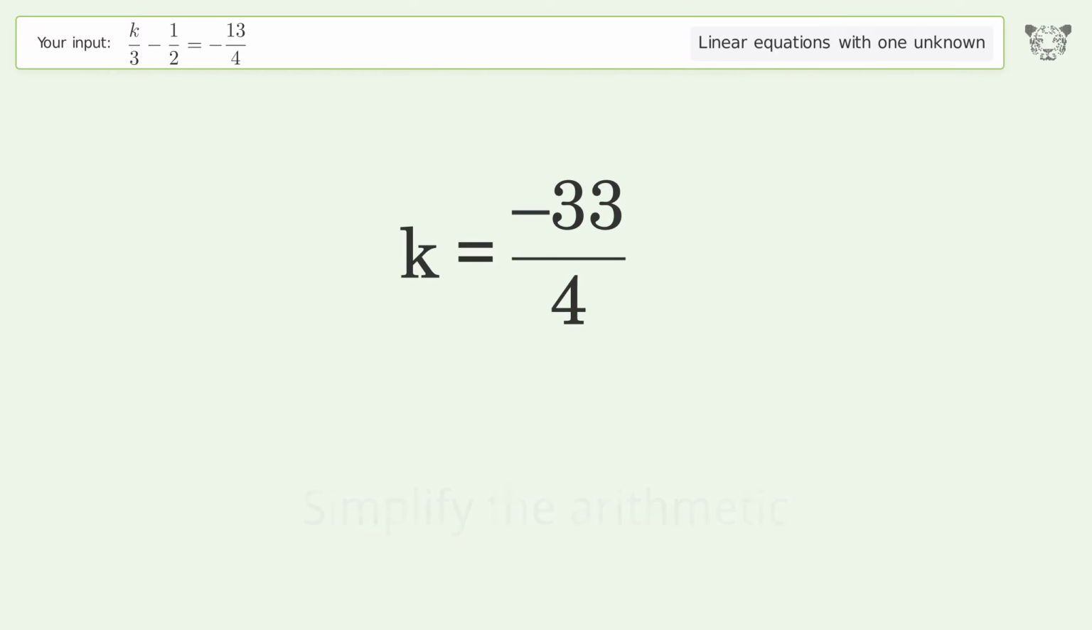And so the final result is k equals -33/4.